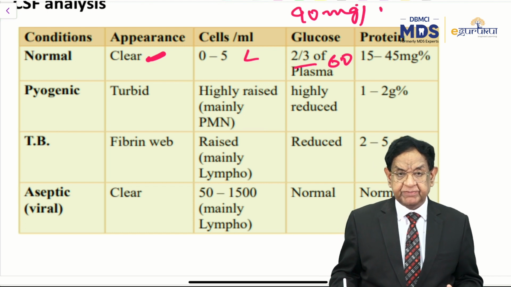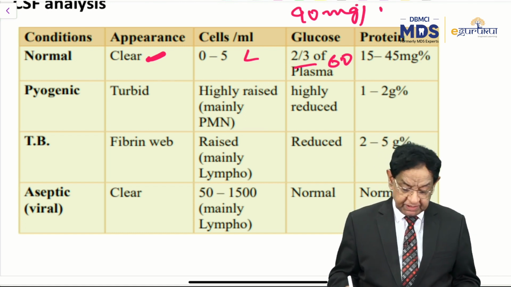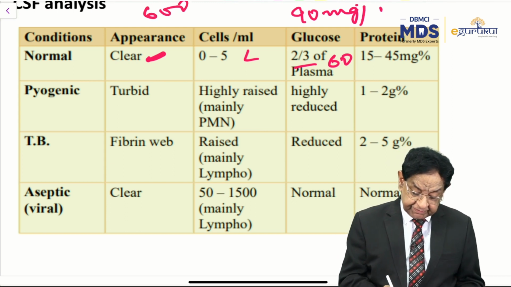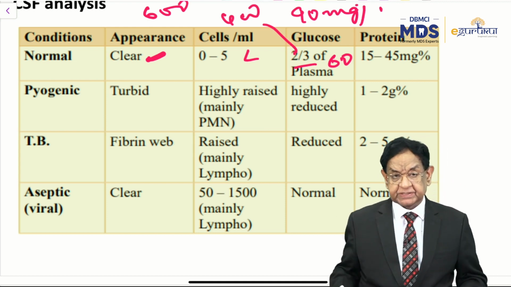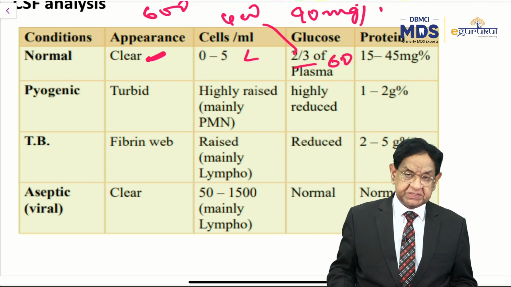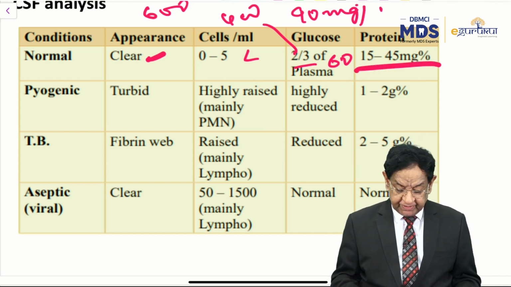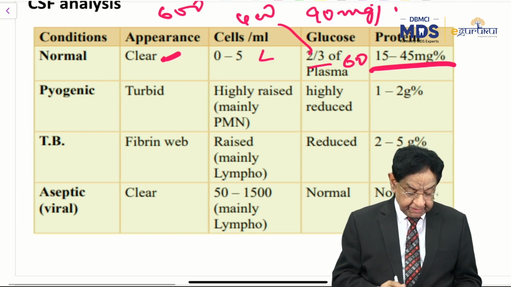In many of the books, they have written like this only, but that is not an absolute condition. Suppose the patient's sugar is 600 milligram, then it will be 2/3, so it will be 400. In a nutshell, you can say in diabetes, the CSF sugar goes high. Normal protein is 15 to 45 milligram percent. Now let's see what happens in pyogenic meningitis.